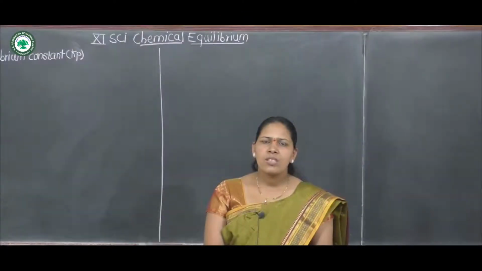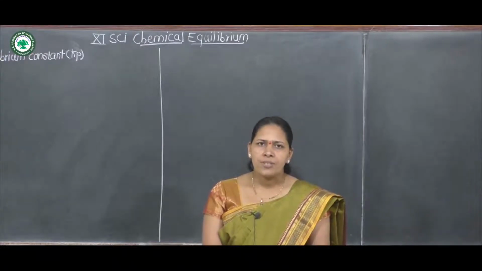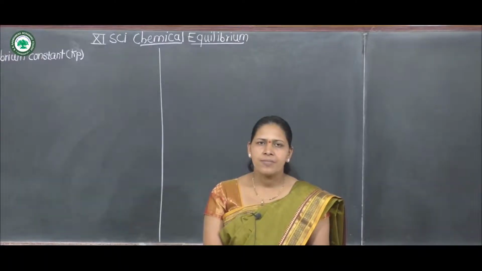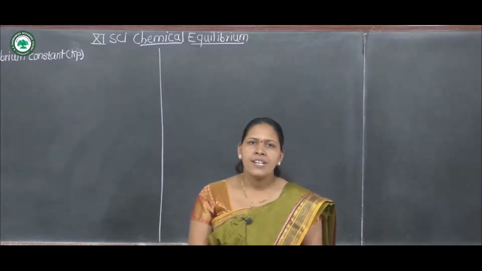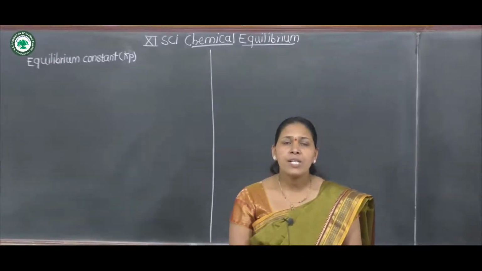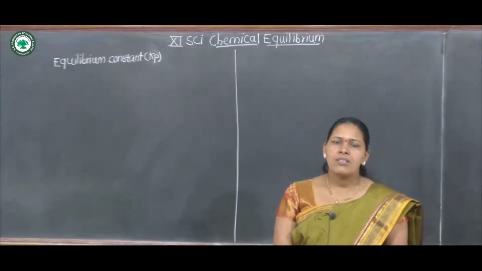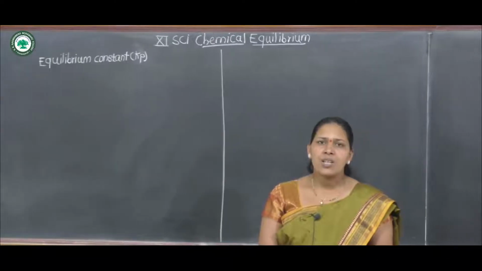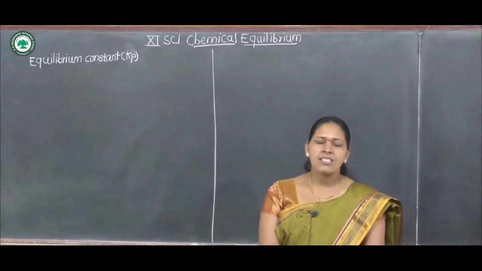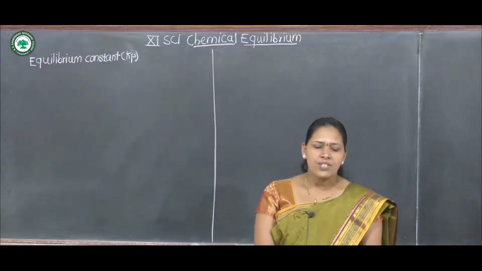Good afternoon, students. In this lecture, we are going to study equilibrium constant Kp. What is the difference between equilibrium constant Kc and Kp? Equilibrium constant Kc is the equilibrium constant with respect to concentration, and Kp is the equilibrium constant with respect to partial pressure. For the reaction involving gases, it is convenient to express equilibrium constant in terms of partial pressure.